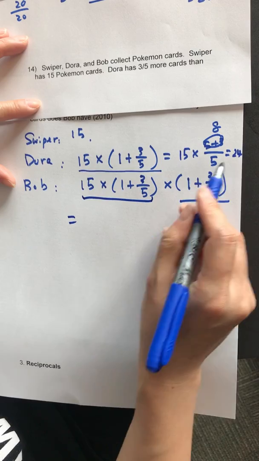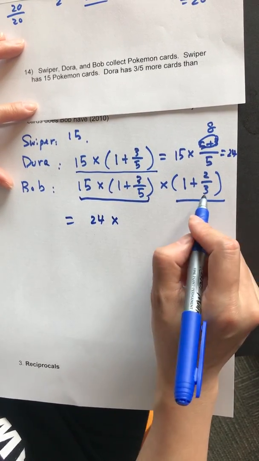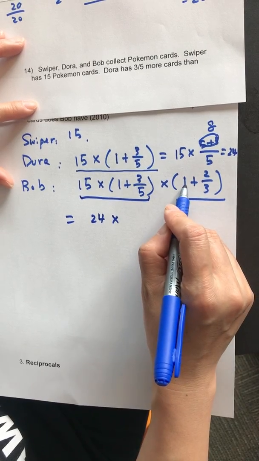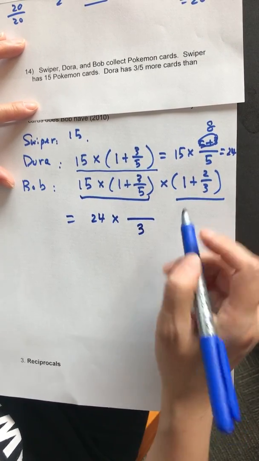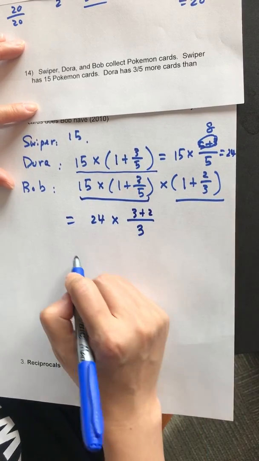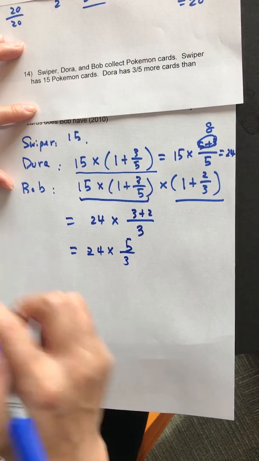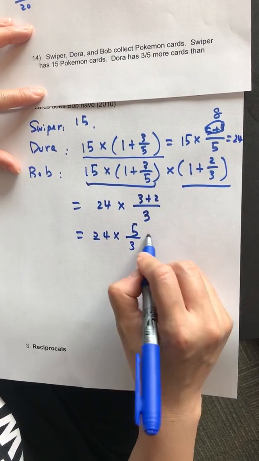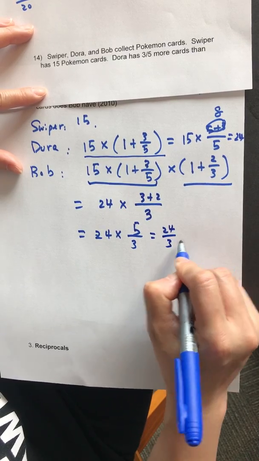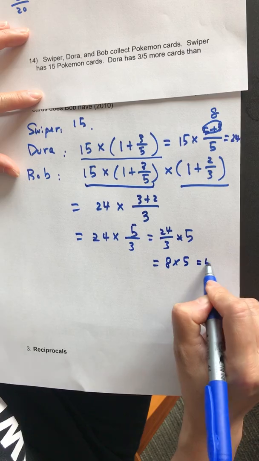So let's try to carry out this one. The first part we calculated is 24. Multiply the bracket. The 1 in the bracket is 3 over 3, so you have 3 as the denominator and 3 plus 2. So it's 24 multiplied by 5/3. So 24 we can divide by 3. Remember the property that we have used. So that's 8 multiplied by 5, which is 40.